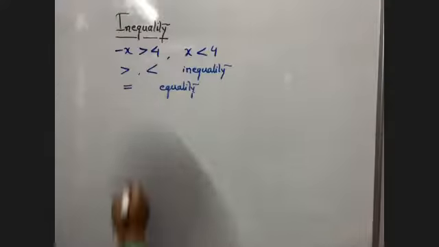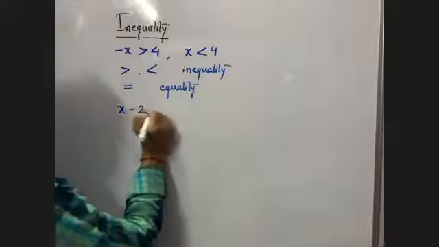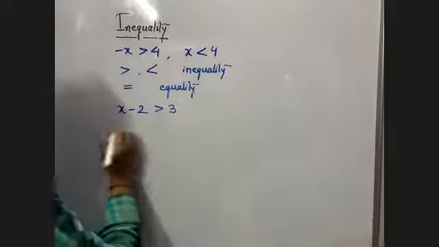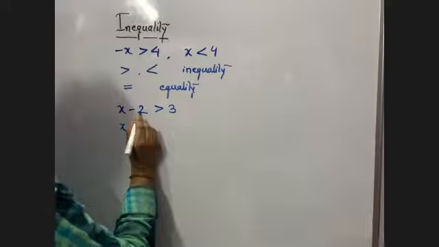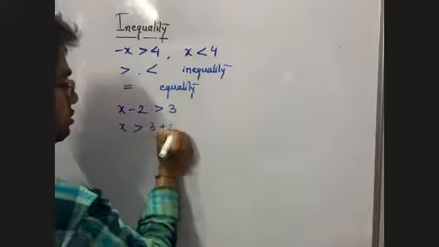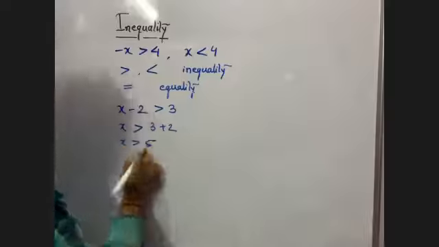Suppose x minus 2 is greater than 3. I need to solve this. So x will be greater than, take 2 to either side, 3 plus 2, that is x is greater than 5.